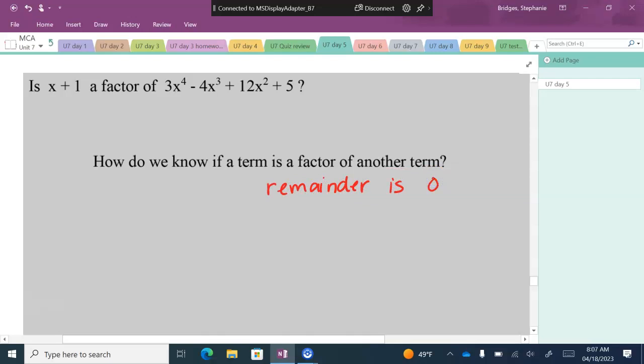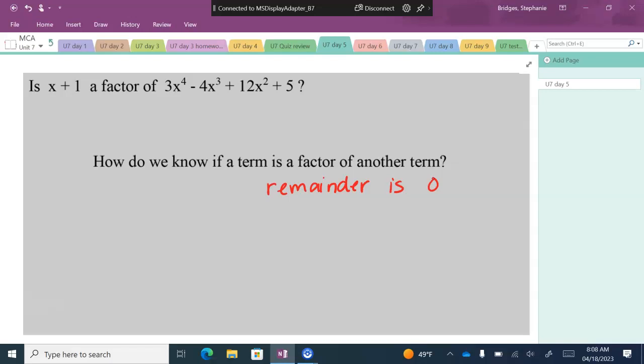So how to tell if it's a factor? You divide. If your remainder is 0, that means it goes in evenly and there's nothing left over. That's what a factor is, right? If I say, is 2 a factor of 6, you would say yes, because 2 divides evenly into 6. But if I said, is 4 a factor of 6, you would say no, because 4 does not divide evenly into 6, okay? So in order to determine if something is a factor, we're going to divide it. If my remainder is 0, the answer is yes, it is a factor. If the remainder is not 0, then your answer is no, it is not a factor.